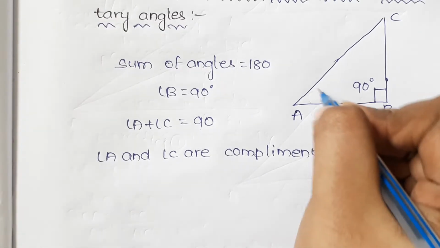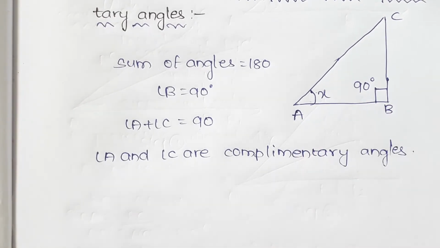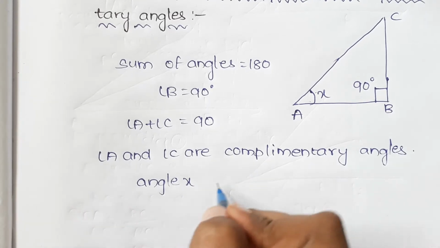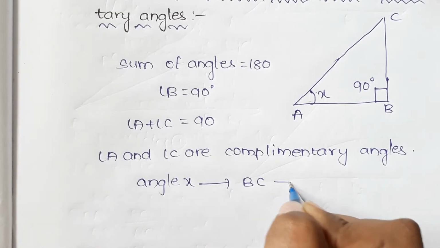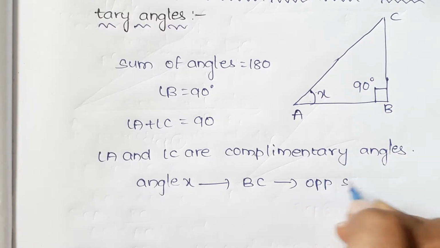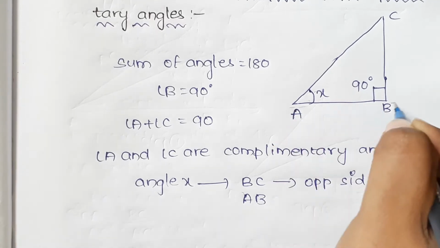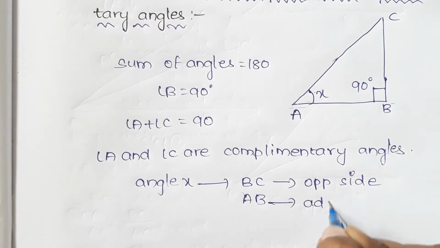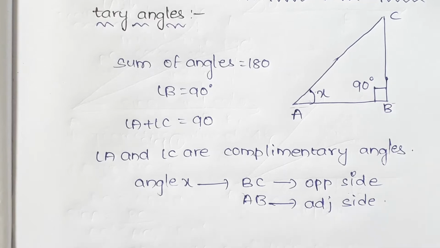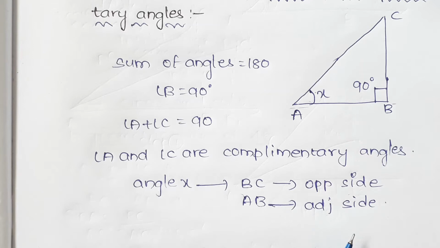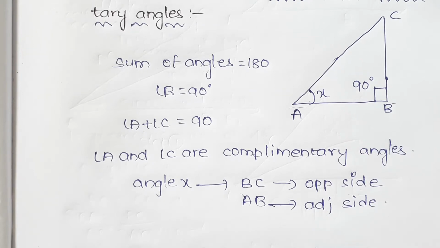Here let us assume angle A as x. For angle x, BC is the opposite side and AB is the adjacent side. From these, let us find the sine, cos, tan, secant, cosecant and cot values.